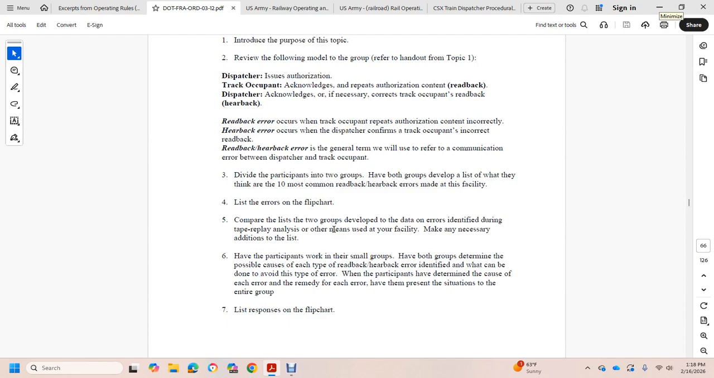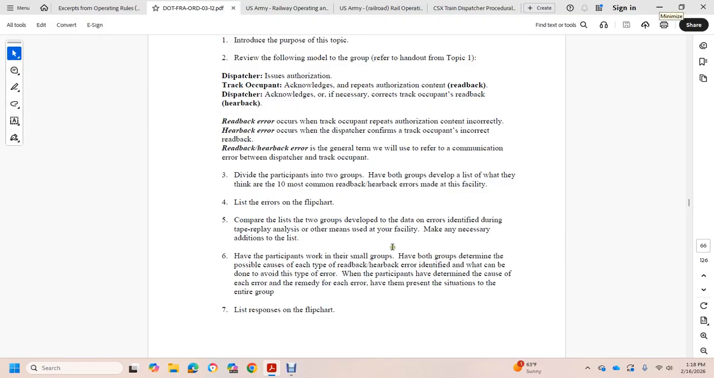Divide participants into two groups. Both groups develop a list of the 10 most common readback, hearback errors made within the facility. List the errors on the flip chart. Compare the lists of the two groups and the data of the errors, identifying the duration of the tape relay and analysis of the means used within the facility, making the necessary additions to the list.